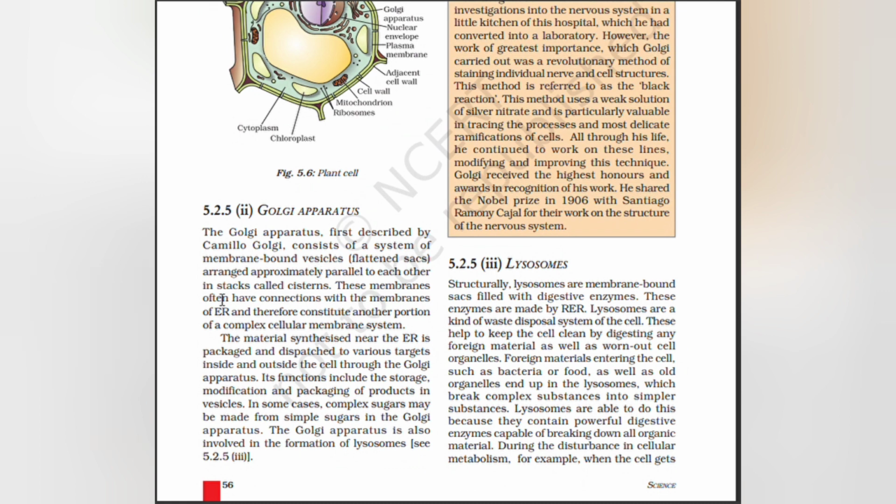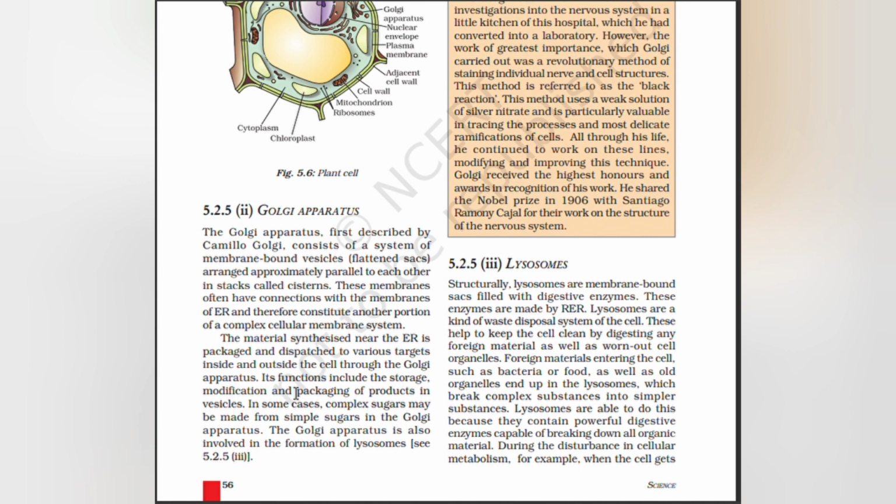Golgi apparatus. Golgi apparatus, first described by Camillo Golgi, consists of a system of membrane-bound vesicles arranged approximately parallel to each other in stacks called cisterns. These membranes often have connections with the membranes of ER and therefore constitute another portion of a complex cellular membrane system.